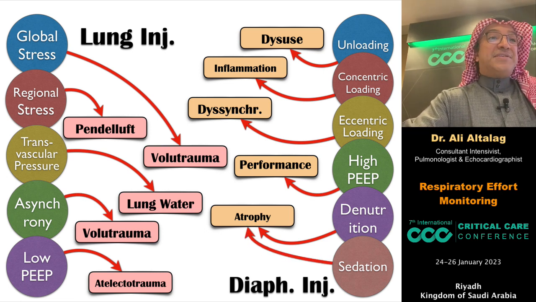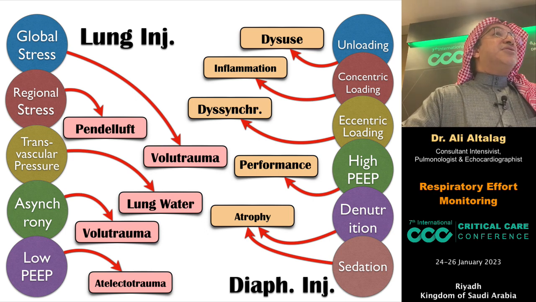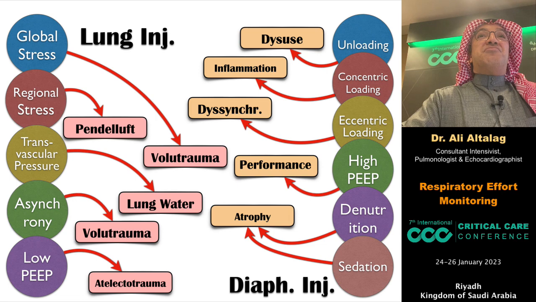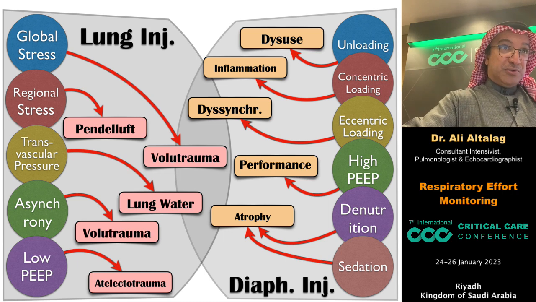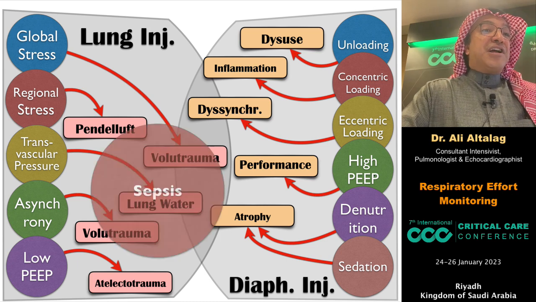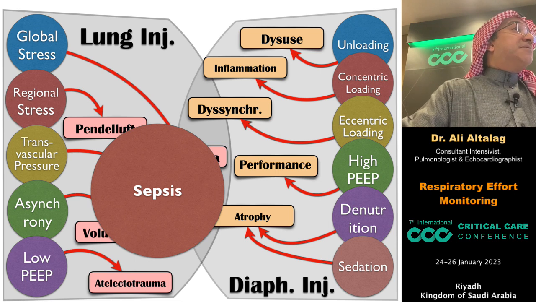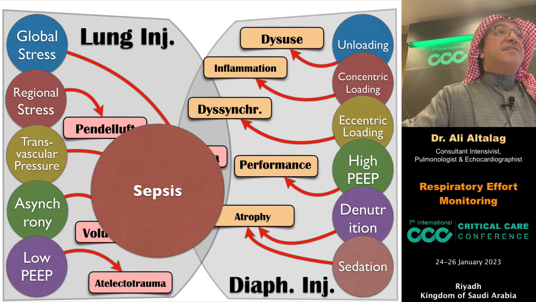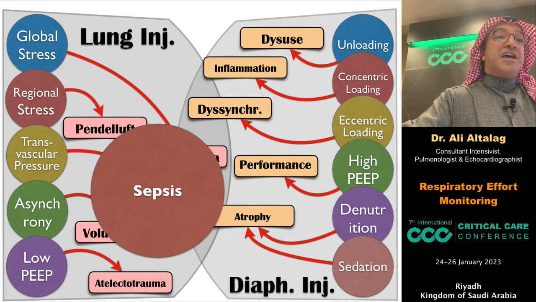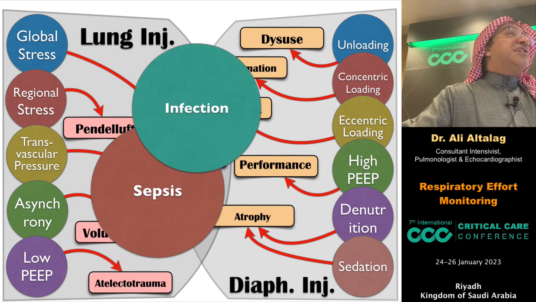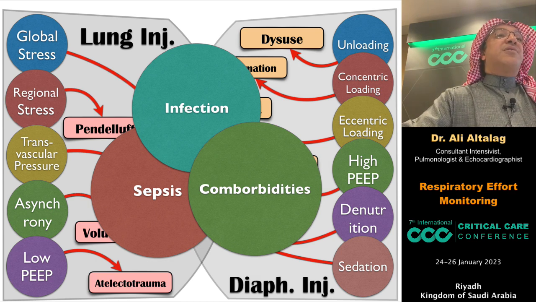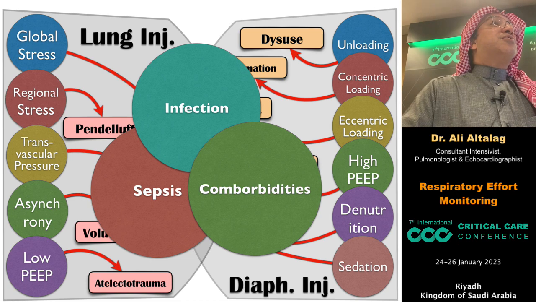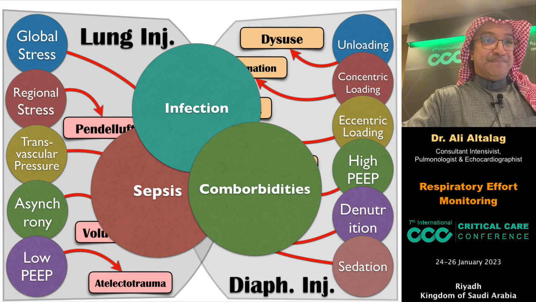Now, the right-sided and the left-sided elements can overlap and can cause injury to both the lung and diaphragm. Don't forget that the patient comes in with sepsis, which is the most common. And sepsis has the cytokine storm and the oxidative stress that have their impact. The initial insult, which is usually infection, and the comorbidities of the patient, all of these add together to cause lung and diaphragmatic injury.